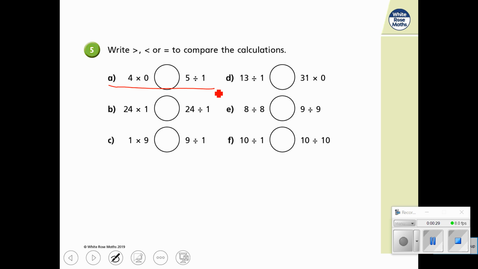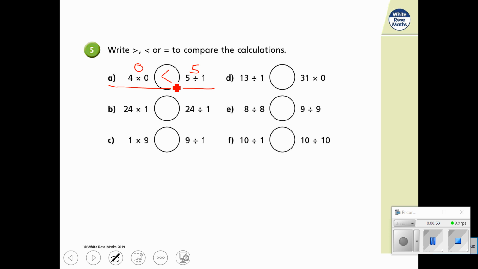The strategy here is to always complete both sides of the number sentence first, then you can work out the missing icon or missing symbol. So here, 4 times 0, well anything times 0 is 0, 5 divided by 1, anything divided by 1 is itself. So now we can have a look at our two answers, and we know that the answer is less than. 0 is less than 5.